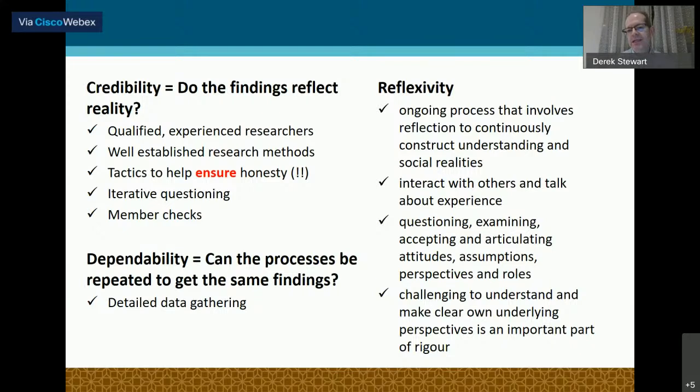And at the side on this slide is this thing called reflexivity, and again, it's one of these horrible terms. This is something that researchers should do. We're constantly reflecting on what we are doing to make sure that there is rigor to it and we're not biasing things. So we need to interact with other members of the team, saying, right, these are the findings that are coming out, do they make sense? And we need to keep questioning ourselves. We need to look at our own assumptions.